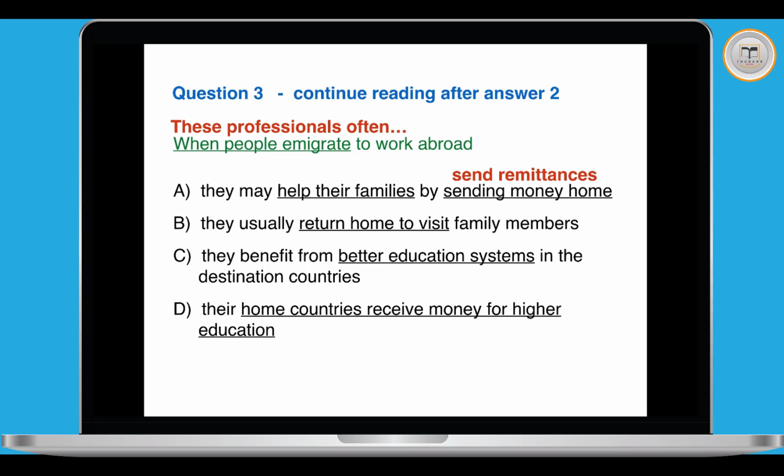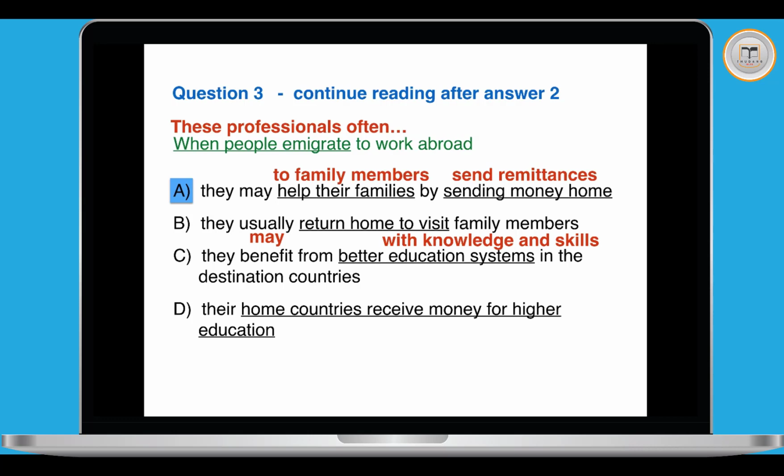So that means exactly the same thing as sending money home, and it did say to family members. So you should already be able to see that A is the correct answer. But as usual, let's always check the other choices just in case. B, they usually return home to visit family members. Well, it doesn't say that they usually do that. It says they may return with knowledge and skills, not necessarily to visit family.